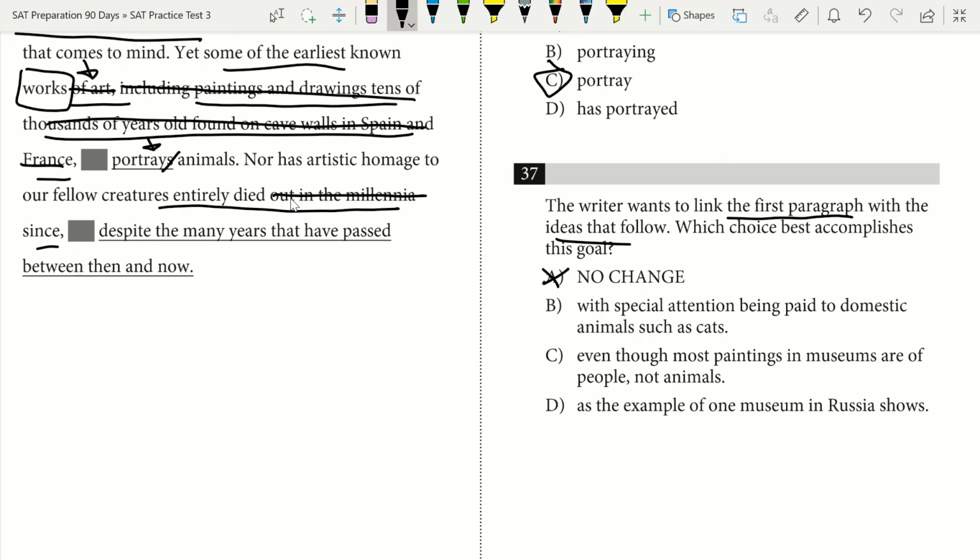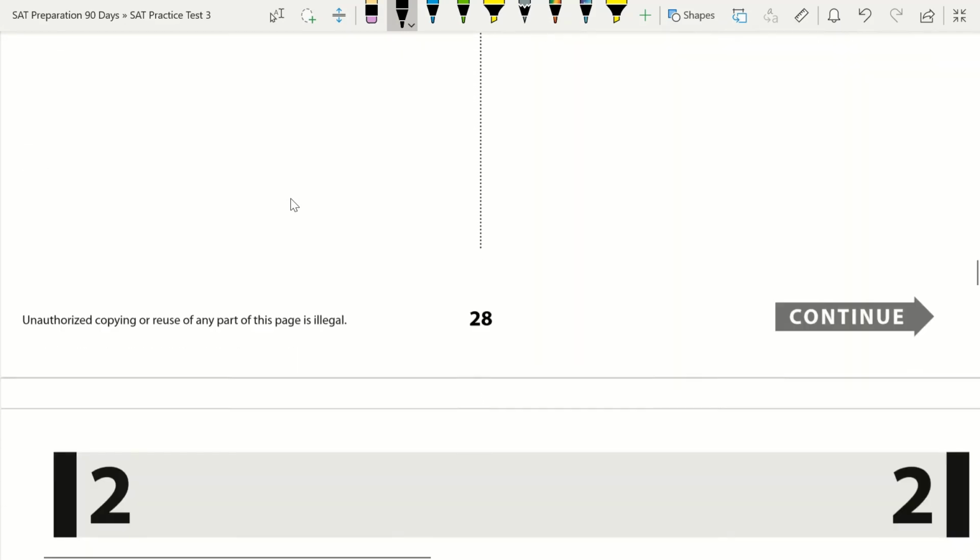B, with special attention being paid to domestic animals such as cats. No, we want to talk about that museum in Russia because that's what we go on to talk about. We see that that's answer choice D, the example of a museum in Russia. Because we talk about the Hermitage Museum, so we want to introduce that. So that's going to be D for 37.